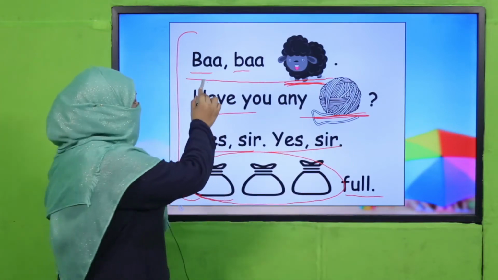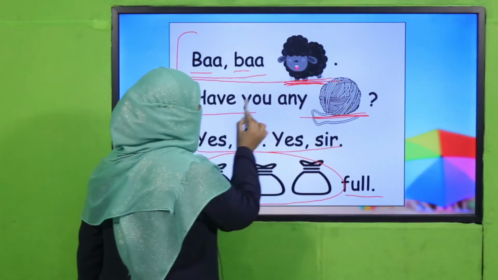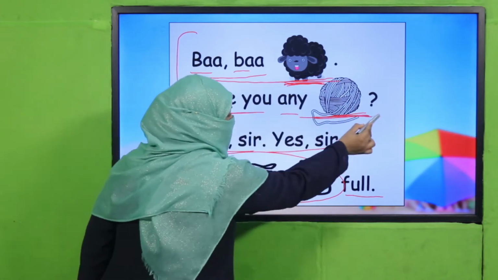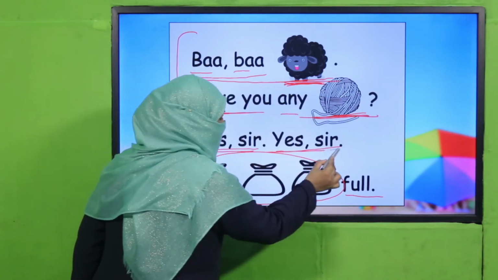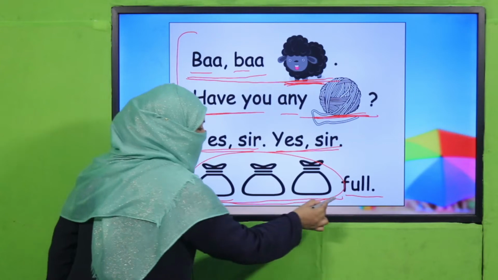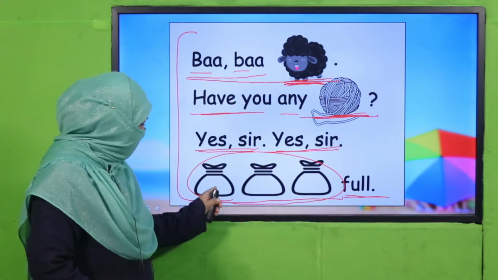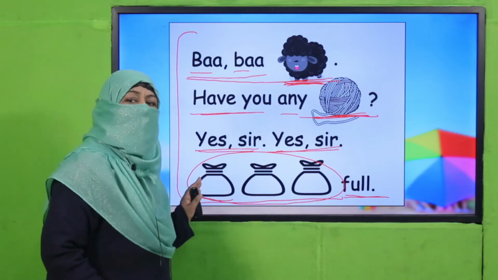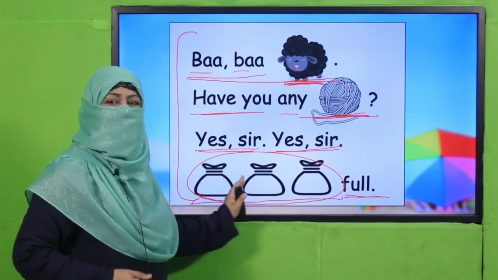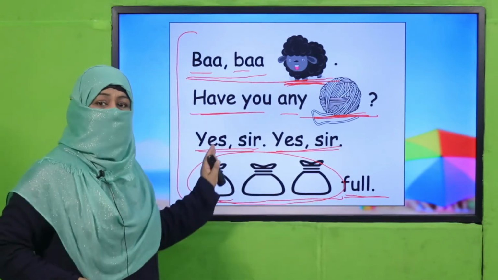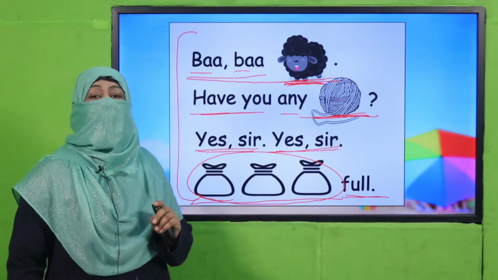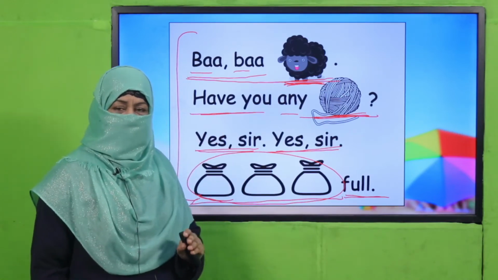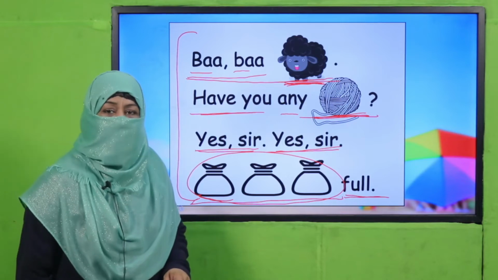Let's do it again. Baa baa black sheep, have you any wool? Yes sir, yes sir, three bags full. Now you see three bags full. So we say it by naming the pictures which are given here. And this type of telling the story is called rebus.